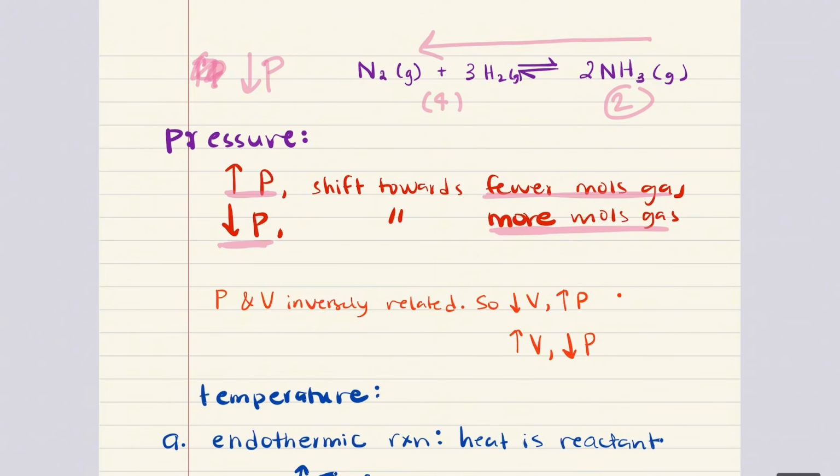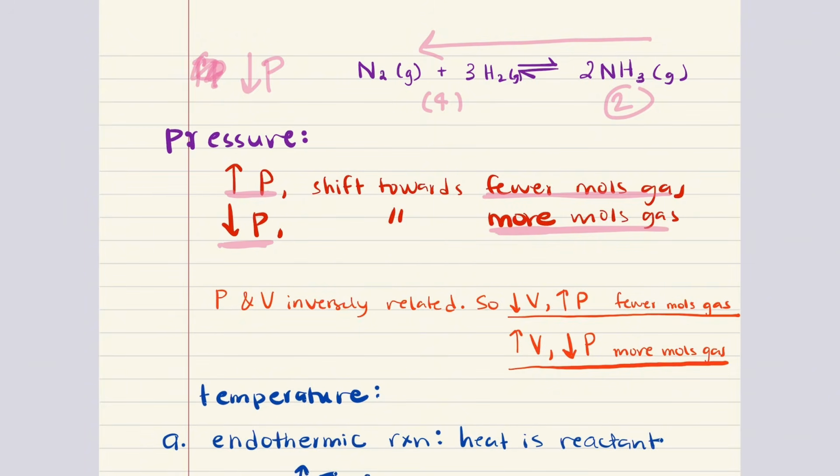So when we describe Le Chatelier's principle in terms of pressure, you can just as easily describe it in terms of volume. If volume decreases, pressure increases, and the system responds by shifting towards the side with fewer moles of gas to reduce that pressure. If volume increases, then pressure decreases, and the system responds by shifting towards the side with more moles of gas to bring the pressure back up.